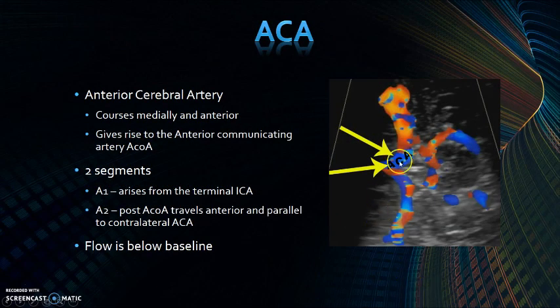Then you have the anterior cerebral artery, which courses medially and anteriorly. It gives rise to the anterior communicating artery, which I said before you usually cannot see with ultrasound. It has 2 segments, which is A1, the part that comes off the terminal ICA, and A2, which is post anterior communicating artery. And on this one, the flow is below baseline.